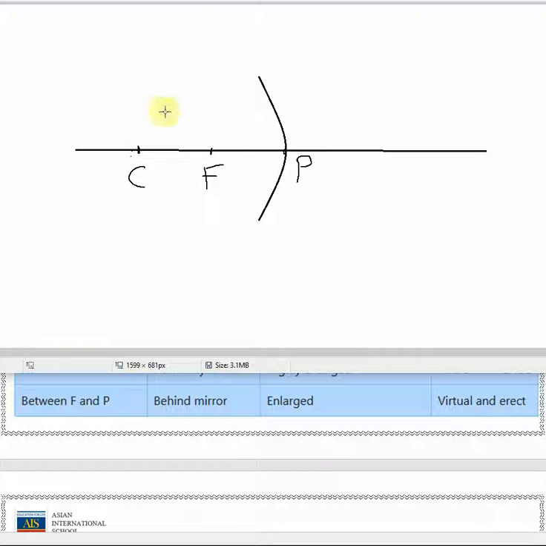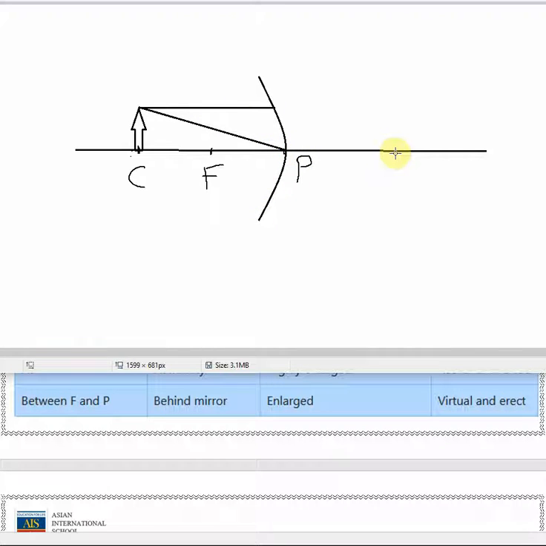Alright, now we will place the object. The object in this case, the first we are drawing, is placed right at C. Object is placed at C. So first, the first light that we need to draw is the light which is coming from the head of the object parallel to principal axis. This one. So this light is coming and falling on the mirror, and it is parallel to principal axis. Second light we will take is passing, it is fallen on P.